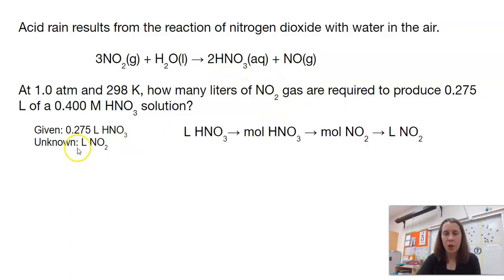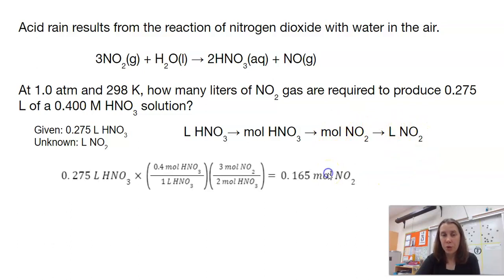Our plan is going to be to go from liters of HNO3 to moles. That HNO3 is a solution, so we'll use the molarity to do that conversion. Then we'll go from moles to moles using our balanced equation. And then the last thing we'll do is go from moles to liters, and this is liters of a gas. So for that step, we'll need to use the ideal gas law.